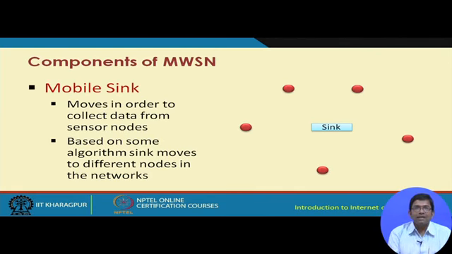Then we have the mobile sink, which moves in order to collect data from the sensor nodes. In the earlier example, we had considered that the sensor nodes can move. Here, in this particular figure, we show that the sensor nodes are all stationary. The sink node can move and can collect data from each of these sensor nodes.